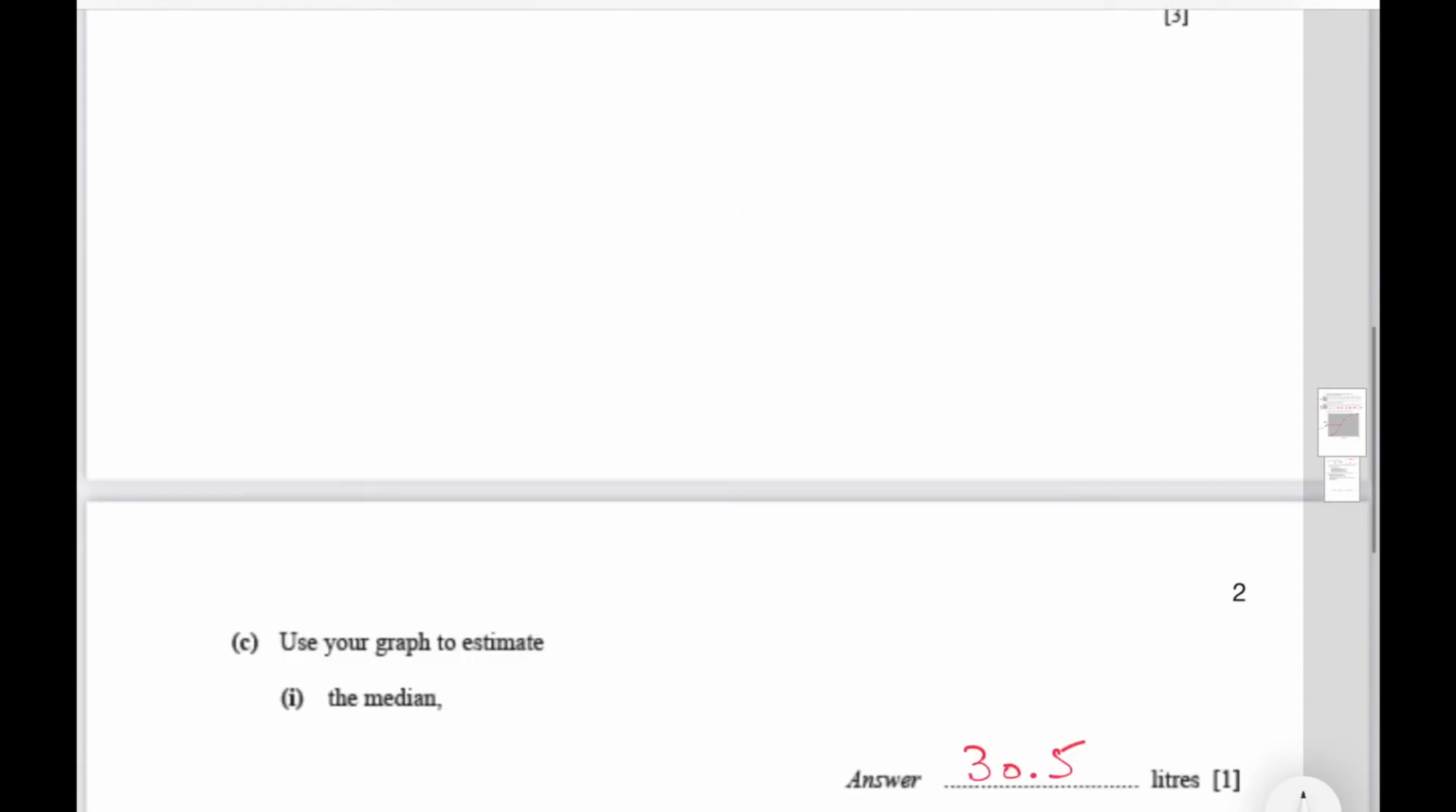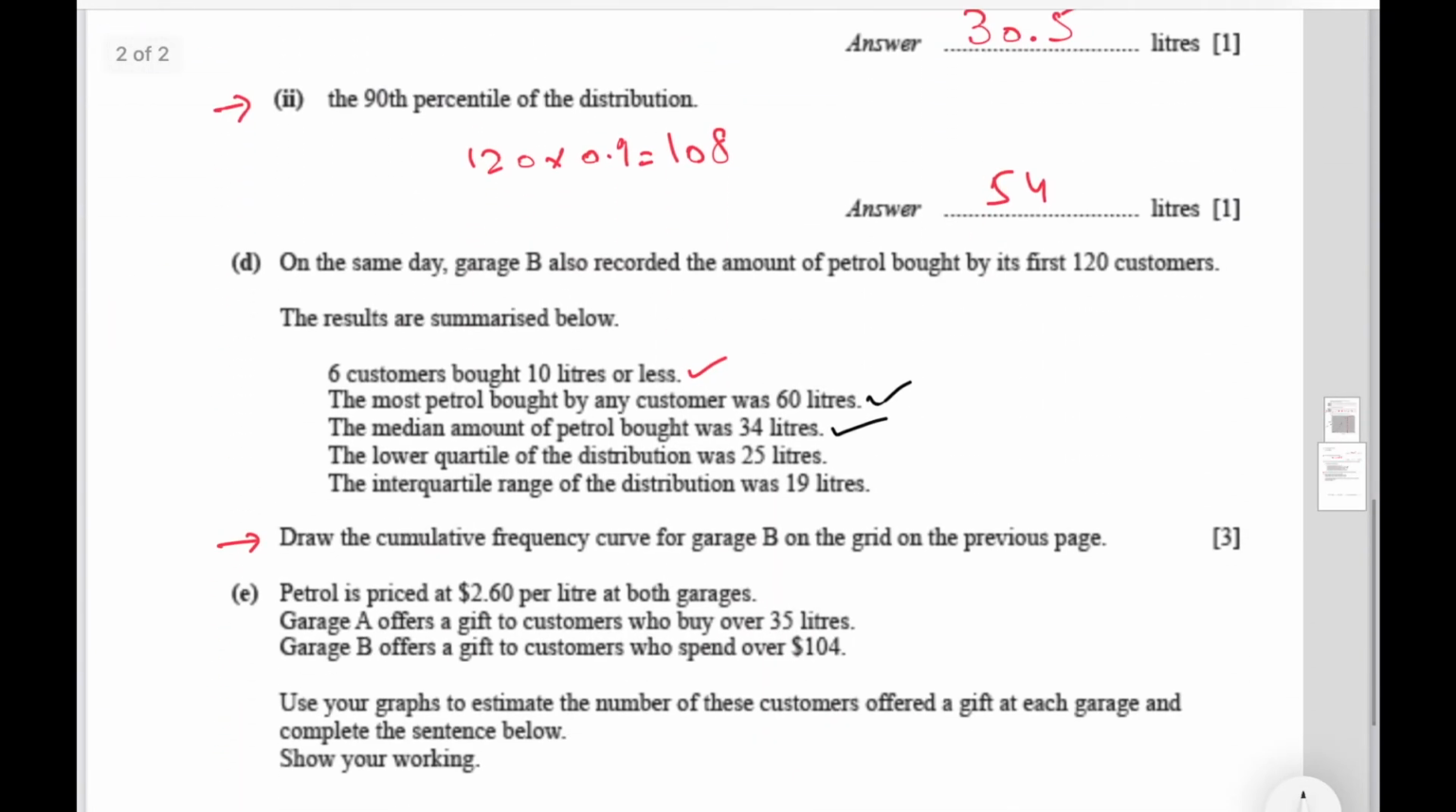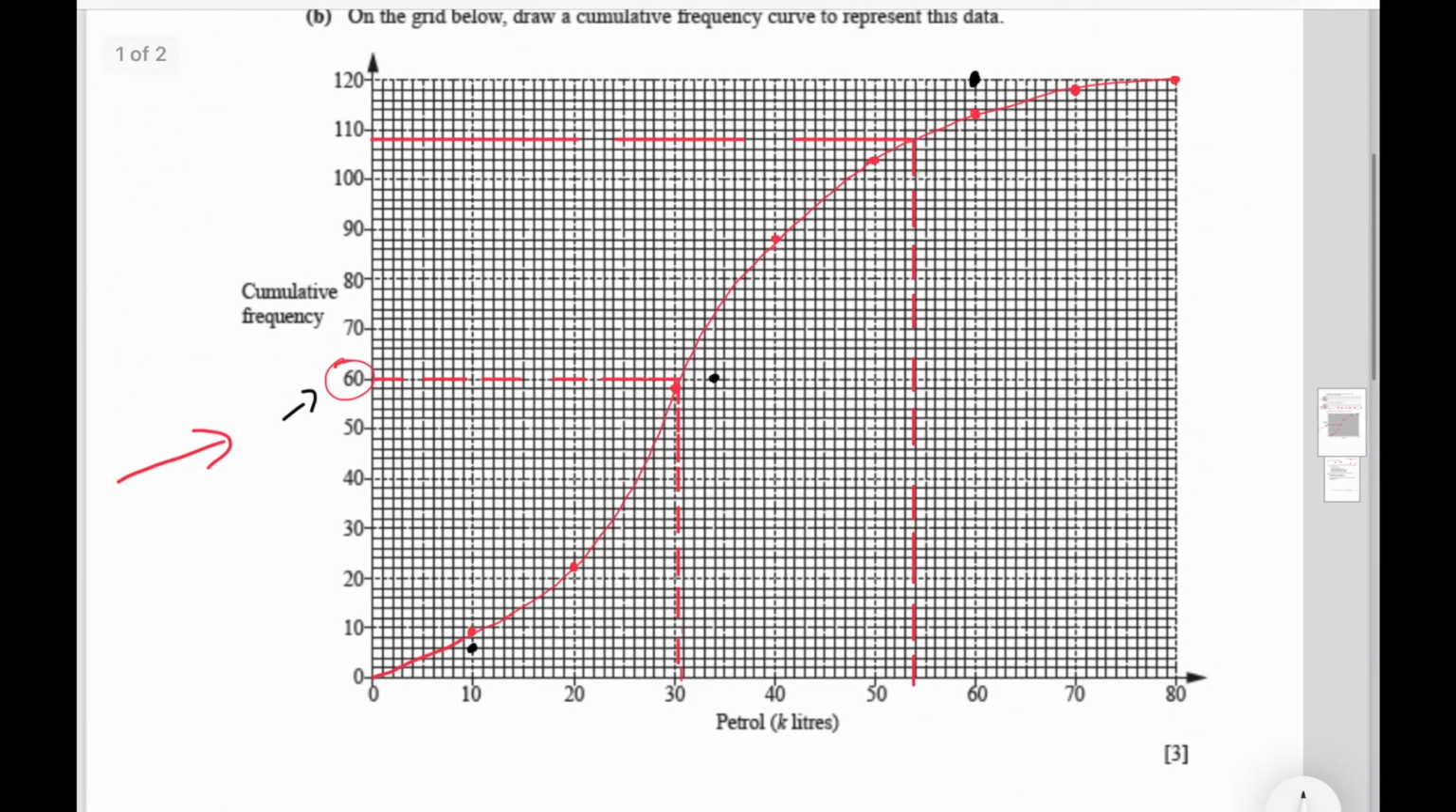Okay. The next part says the lower quartile of the distribution was 25 liters. That means you divide 60 by 2. You are at 30 now. And the petrol bought was 25 liters. So you put a dot 1, 2, 3, 4, and 5 over here.